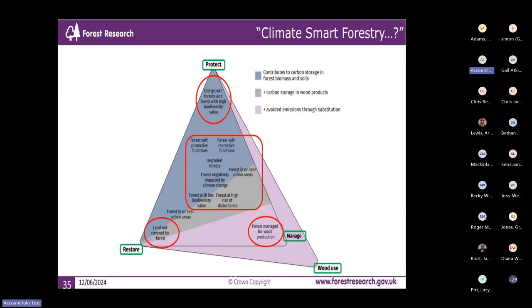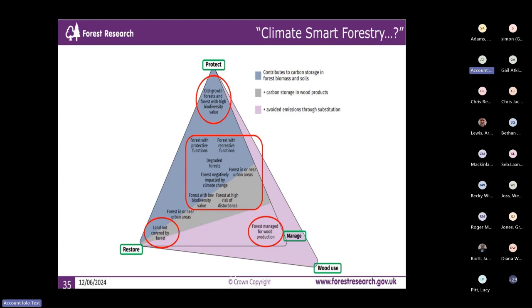Up here, you're emphasizing the protection of forests for high carbon stocks. Here, you're emphasizing restoring landscapes by protecting and restoring damaged forests and woodland creation. Here, you're managing your woodlands to produce timber to enable you to substitute for non-renewable products.